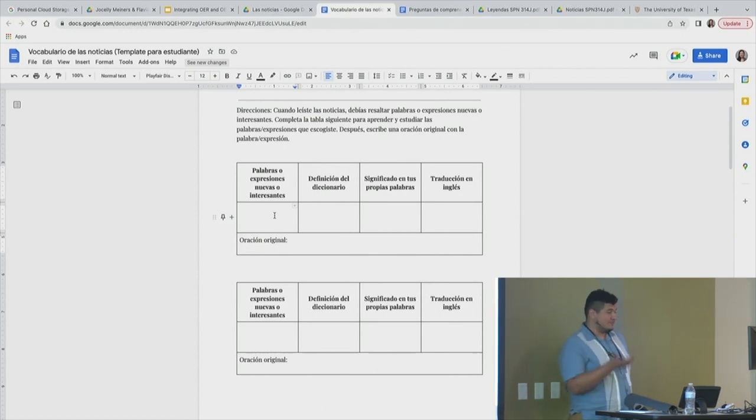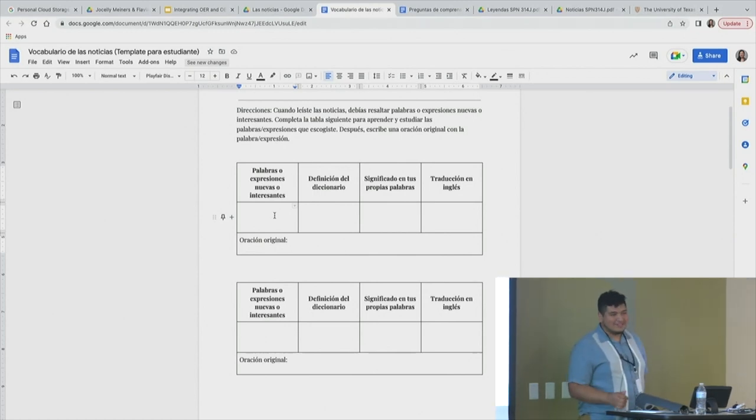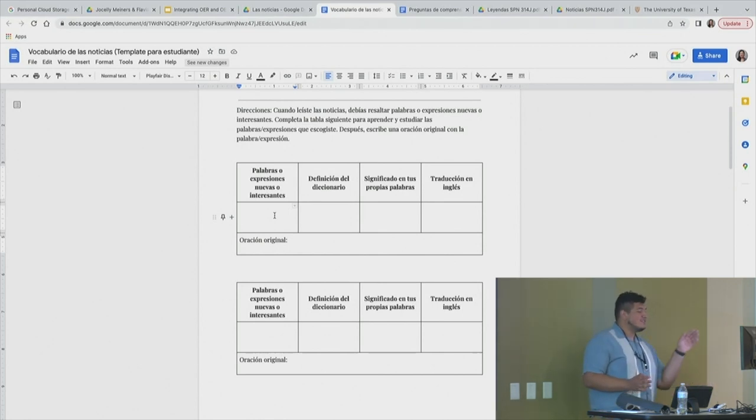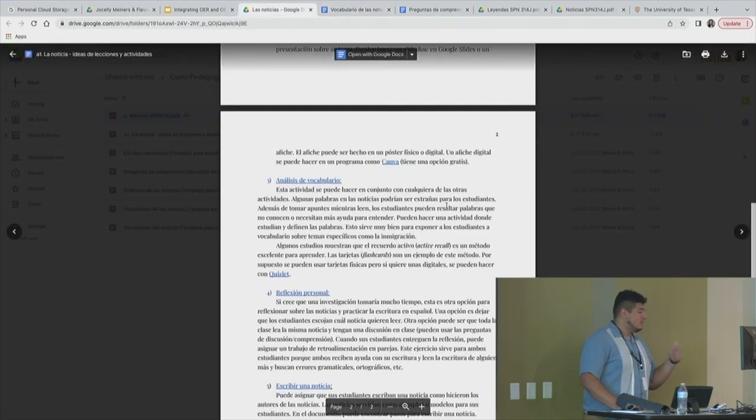I got inspiration from Profesora Meiners, afiches de lectura, which I got inspiration from Flavia. So it's all a big circle. So write the word that's desconocido, the definition in the dictionary, and then the definition in your own words, the translation in English, and then write an original sentence with that word in it. So it can definitely get into your head, what is that word.